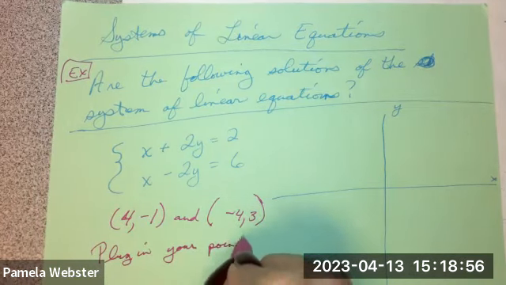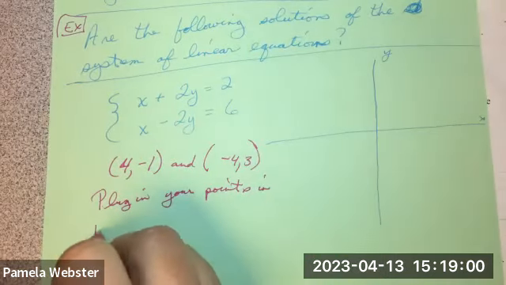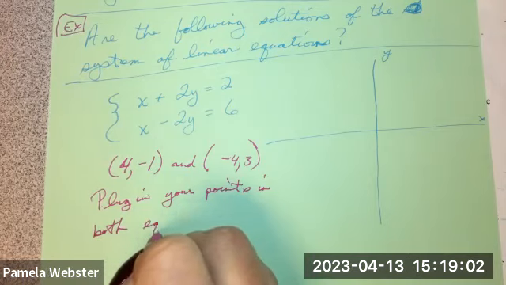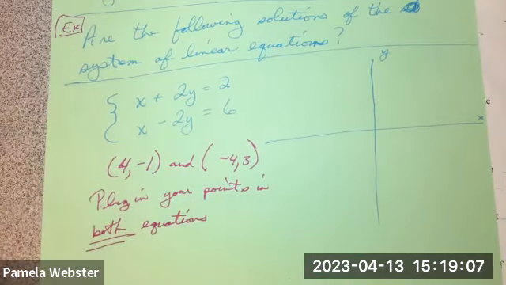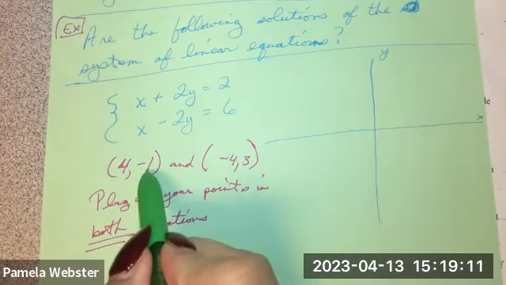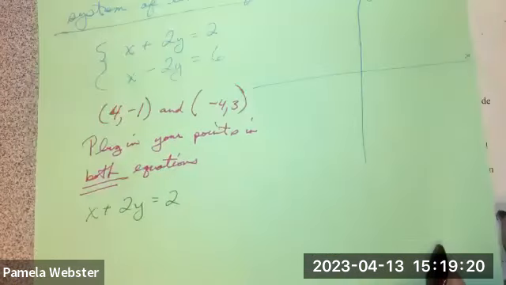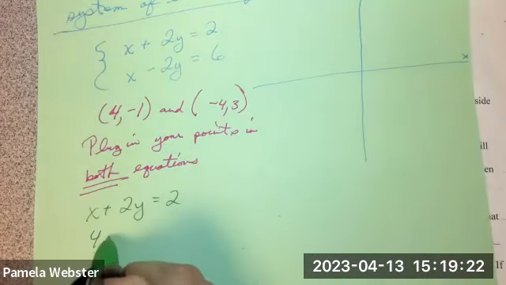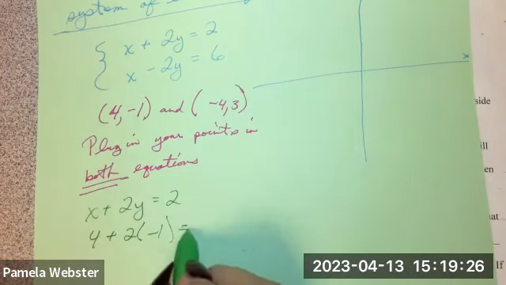And they have to work in both equations. Plug in your points in both equations. If they work in both equations, then indeed they are a solution. So let's try. Here's my x and here's my y. In this first equation, I have x plus 2y equals 2. Let me plug in: x equals 4, plus 2 times y equals -1, equals 2.